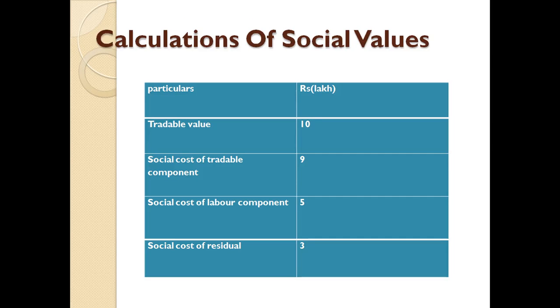In the calculation of the social values, we will consider first of all a tradable value, whose value is 10 lakhs. Social cost of tradable component is 9 lakhs, social cost of labor component is 5 lakhs, and social cost of residual is 3 lakhs.